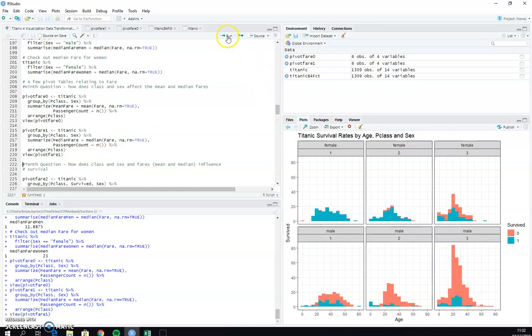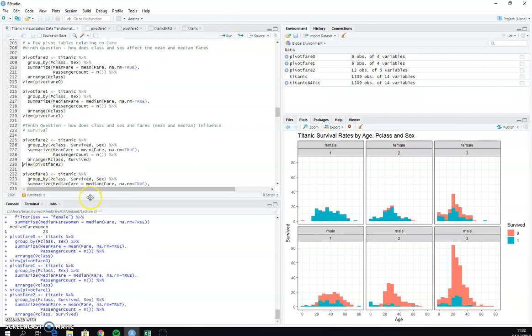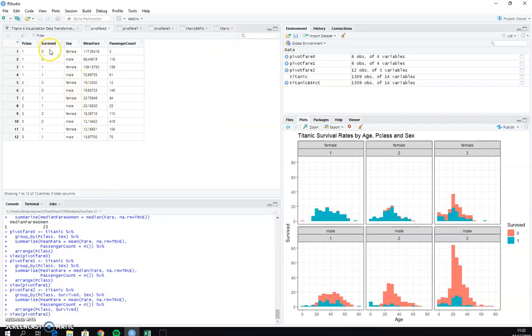Okay, the 10th question: how do class, sex, and fares, mean and median values, influence survival? So we move on to a new pivot table, and we report out and we view. And again, now we've added in an additional variable: did they survive or not? So what perhaps we might be interested in here is if you paid substantially more, did you have a better chance of surviving? Actually, when we look at this, there's only five, of course, here in this category, but there's females and males who perished in first class and females and males who survived in first class.